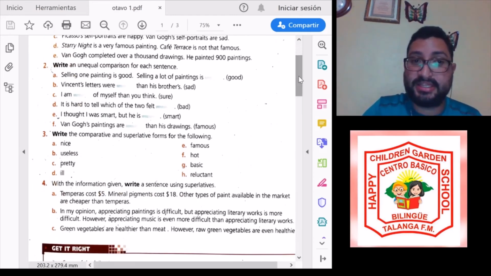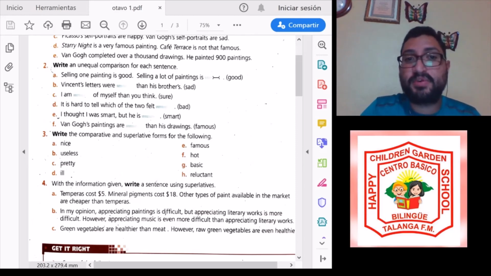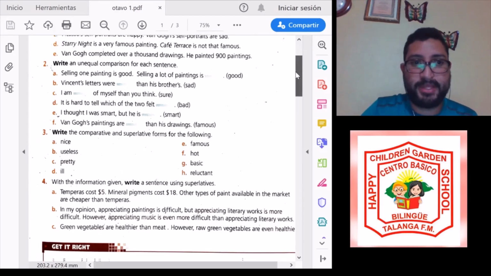Now, in exercise number 2, you're going to be writing an unequal comparison for each sentence. Selling one painting is good. Selling a lot of paintings is... we're going to change this adjective with the unequal comparison, that means the comparative. Selling one painting is good. Selling a lot of paintings is better. So complete. It's very easy.